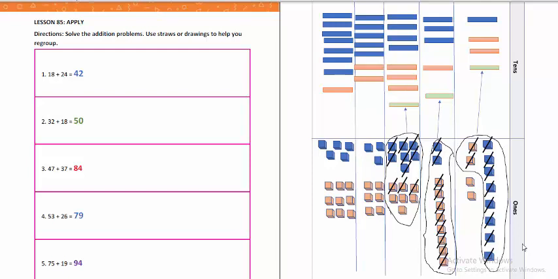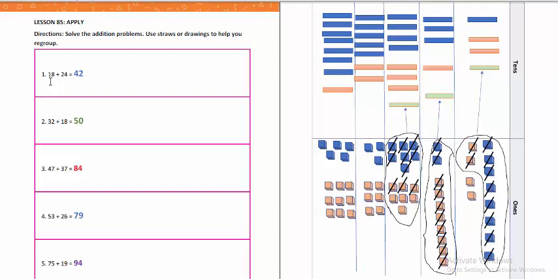Now let's start, and please open page 48 and 49, lesson 85. We have some addition problems on page 48 and place value mats on page 49. Let's start. Number 1. We will use drawing to help us regroup the numbers. And remember, we draw tens as a stick and ones as a square.